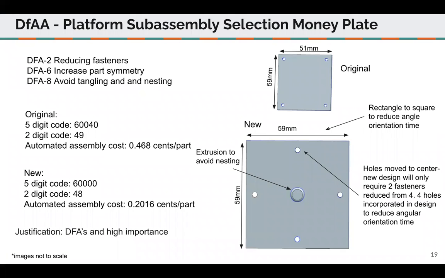For design for automatic assembly, we reduce fasteners by reducing the screws required. We increase part symmetry by changing it from rectangle to square, and we avoid tangling and nesting by adding extrusion, and we cut our assembly costs in about half.